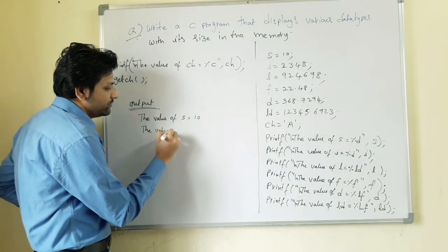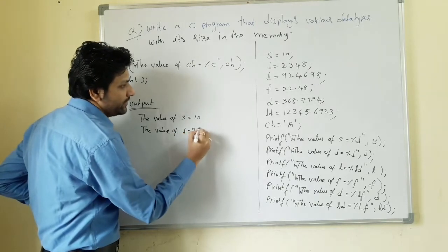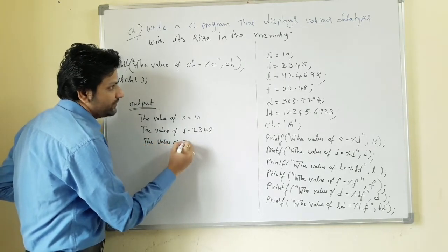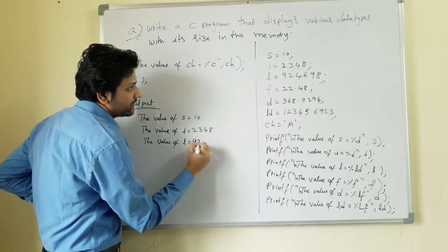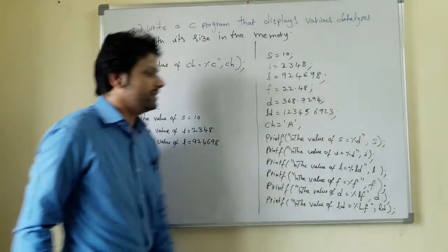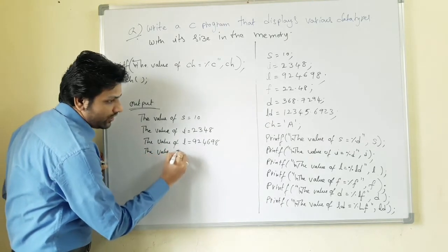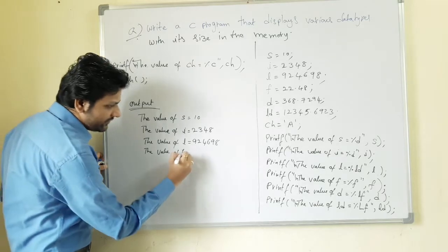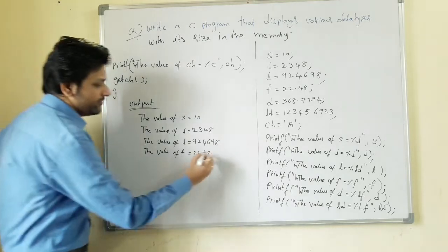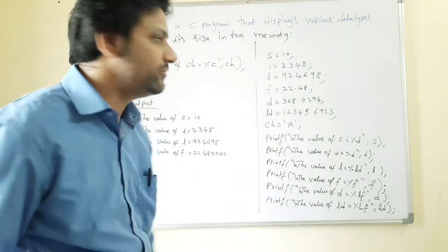The value of I equals whatever is there in the memory, 2348. The value of L equals 924698. Because the value is in LD, percentage LD will display it, so that is going to be displayed. Next, the value of F equals 22.48. Some other zeros are going to be displayed here like this, according to how many decimal numbers it is going to display.